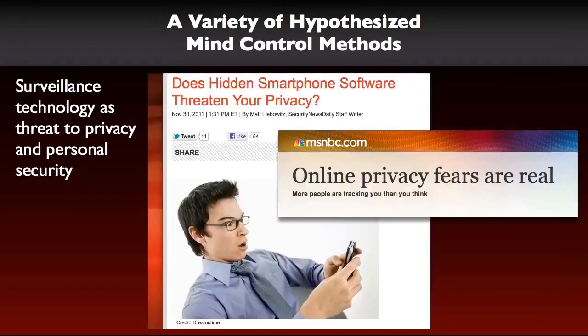Conspiracy theorists are also concerned about the increasing capacity of technology to track our internet activity and shopping behavior and online conversations, and they worry about threats to privacy and personal security that these technologies pose. But so are many technology watchdog groups. There's nothing unusual or fringe about this worry either.